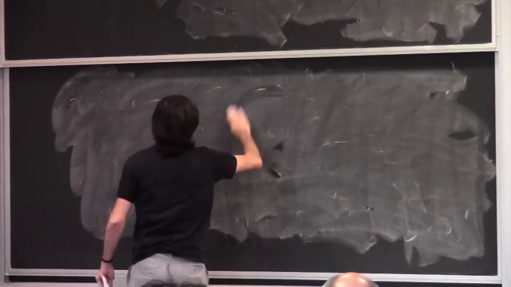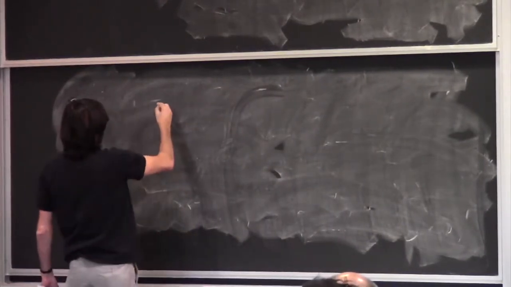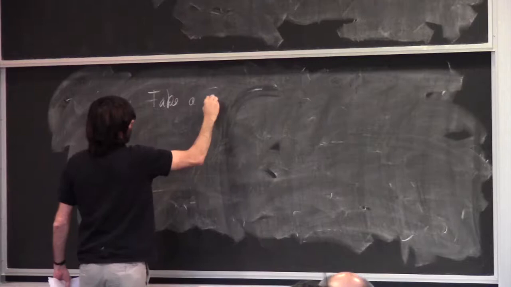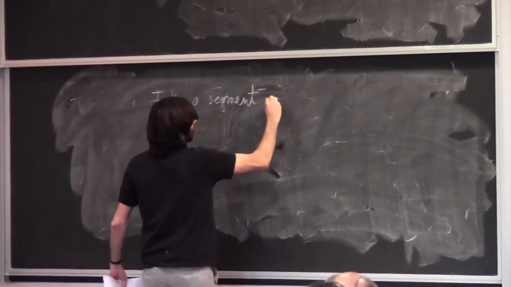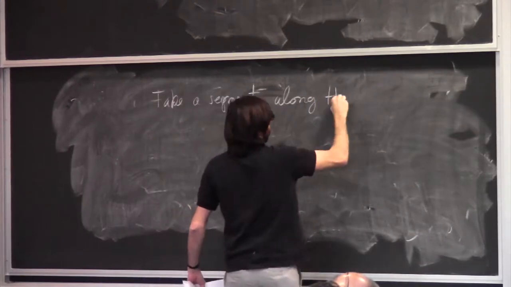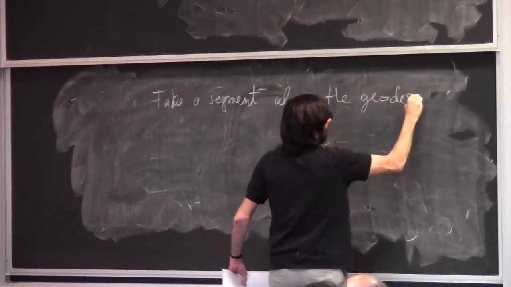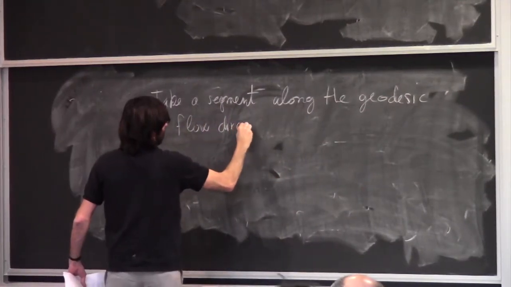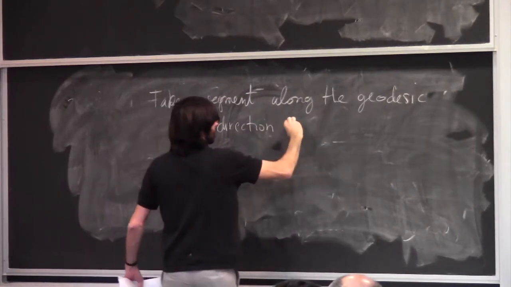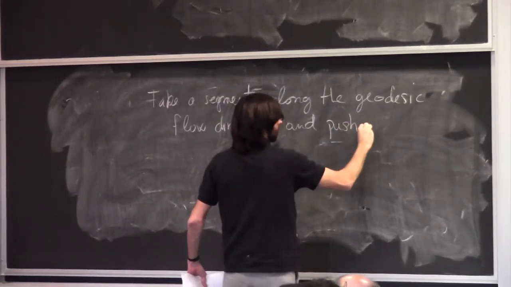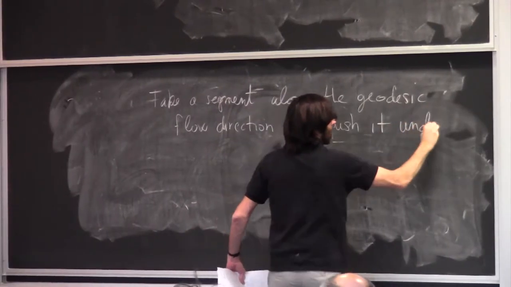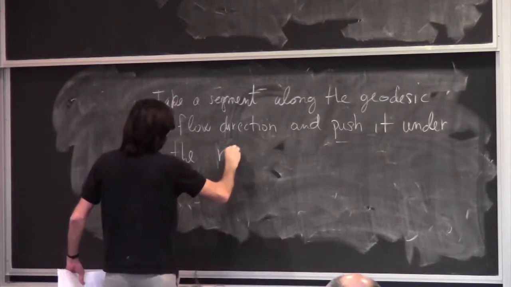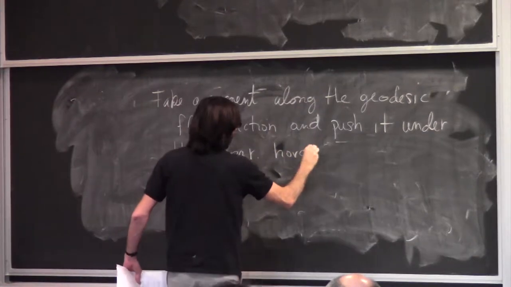So the idea is like this. If we want to prove mixing, what we do is take a segment along the geodesic flow direction and push it under the reparametrized horocycle flow.